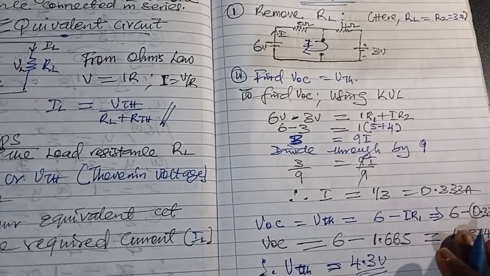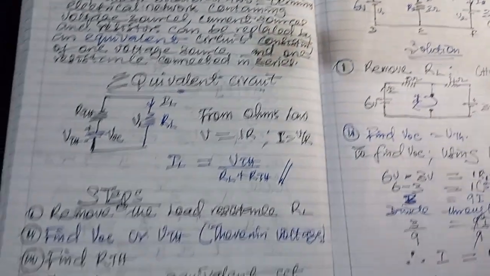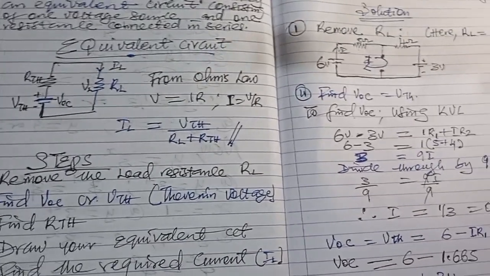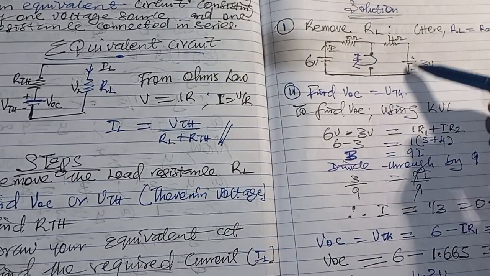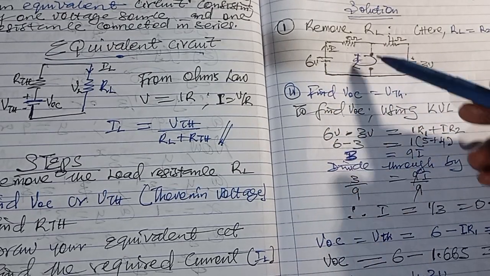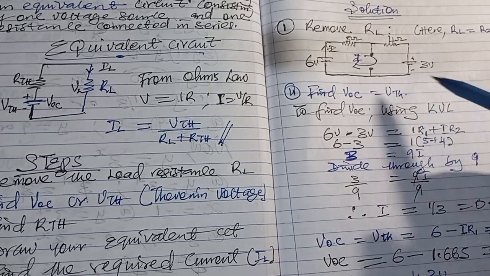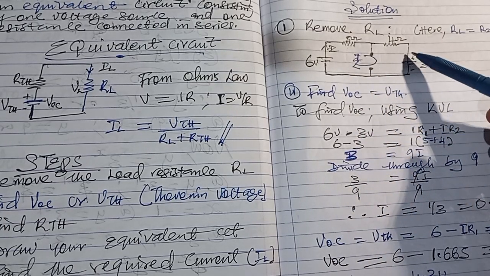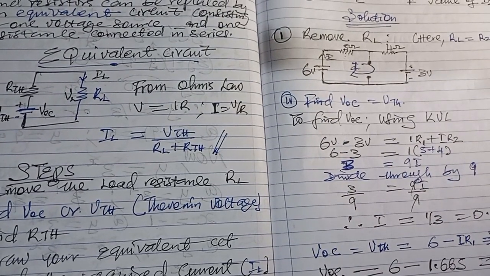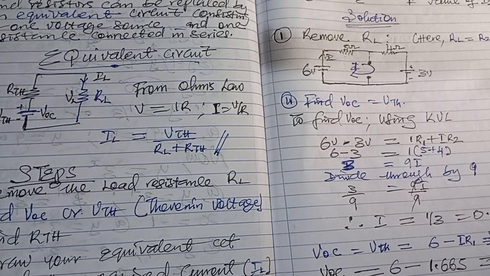All right. Now, the third step is to find our RTH. To find RTH, we are going to short the source voltage. Remember, we remove RL in order to find the VOC. Then to find RTH, remove the source voltages and replace them with a short circuit. If it's a current source, you replace it with an open circuit.